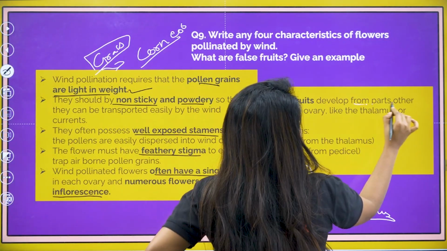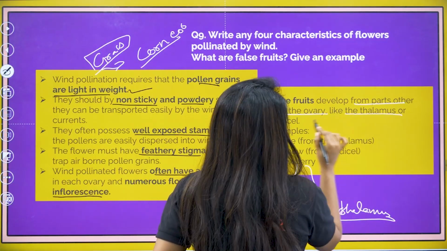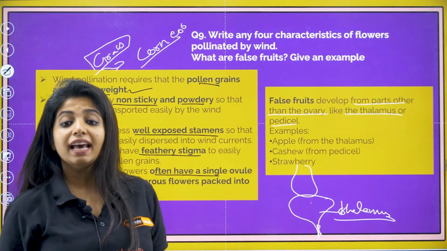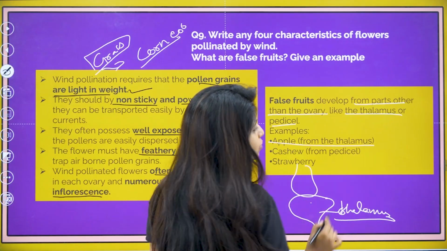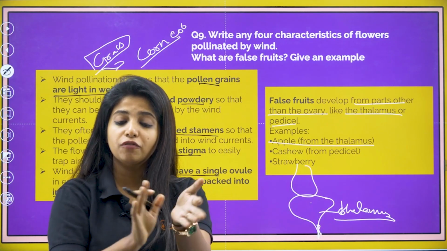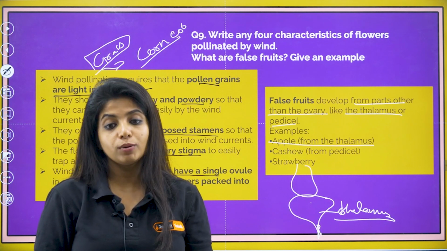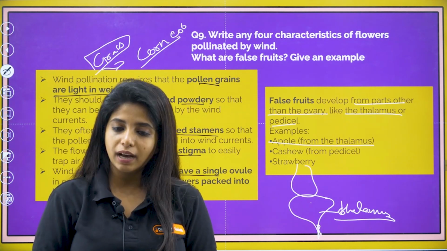So false fruit develop from parts other than the ovary, like the thalamus or the pedicel as well. This part is pedicel and this is the thalamus. Example, you have apple. In apple, you saw the thalamus is also taking part in the formation of the fruit. In cashew also, from the pedicel things can come. Strawberry also is an example. So apple, cashew, strawberry are examples of this.